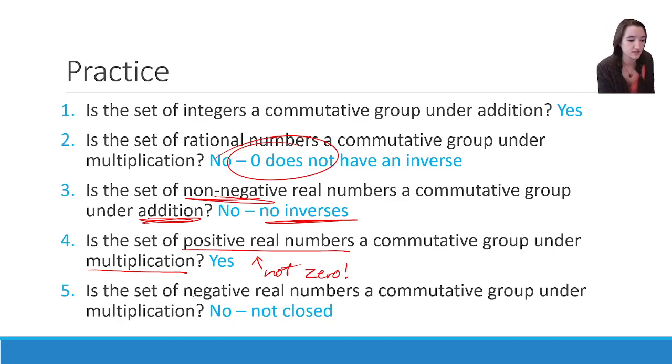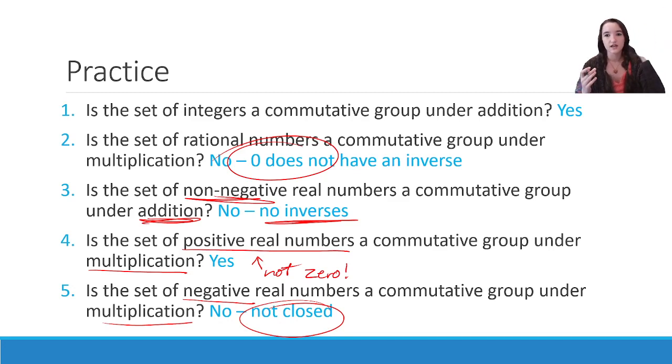And then finally, is a set of negative real numbers a commutative group under multiplication? No, because it's not closed. As soon as I multiply two negative numbers together, I get a positive number. I've left my group. So, right, if I go -3 times -2, I'm now at +6. So I'm no longer in the negative numbers, and so I've broken my group immediately with the first axiom.